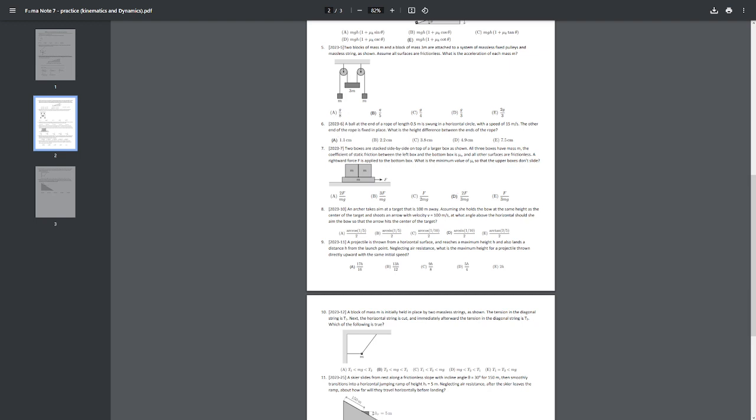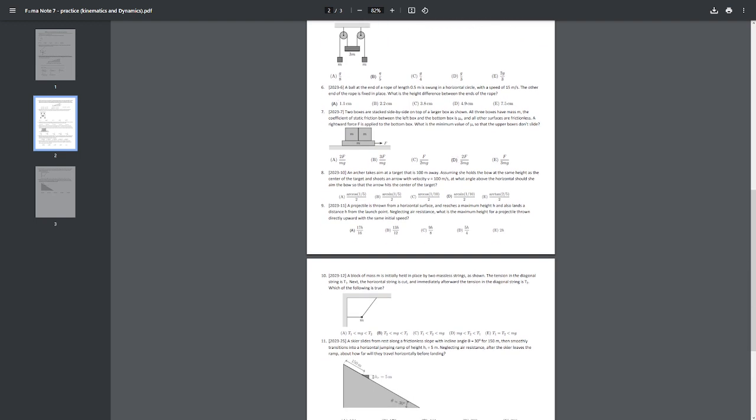Nice. Okay, number 8. An archer takes aim at a target that is 100 meters away. Assuming she holds the bow at the same height as the center of the target and shoots an arrow with velocity v equals 100 meters per second, at what angle above the horizontal should she aim the bow so that the arrow hits the center of the target?